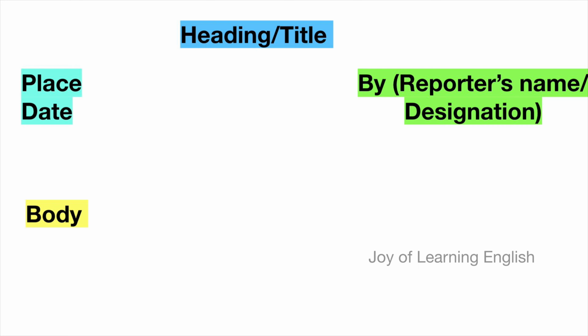On the right side, you have to write the name of the reporter. Write by and then write the name of the reporter. Even if the question paper tells you to write the report, don't write your real name. Look for a name. If the name is already given, write by and then that name. If no name is given, you can write by staff reporter of the name of the newspaper.